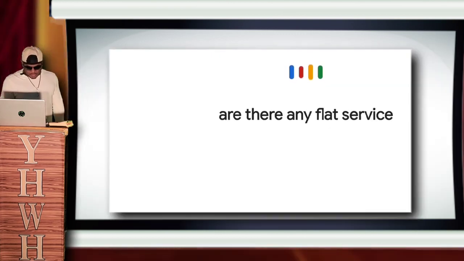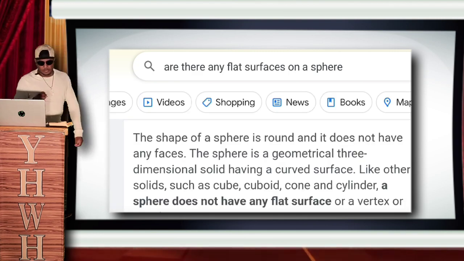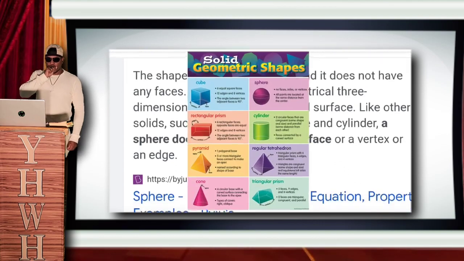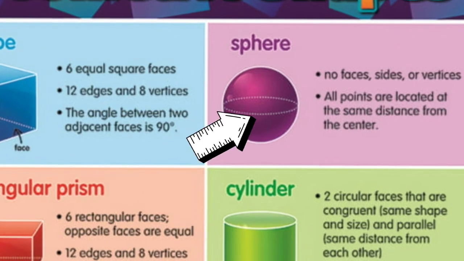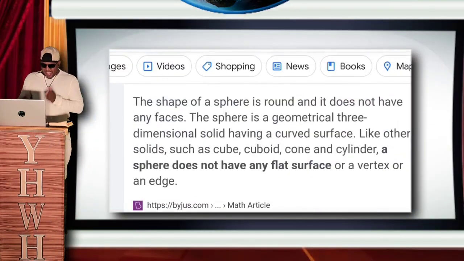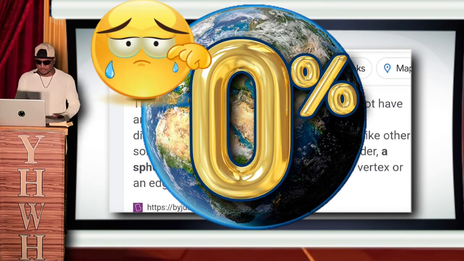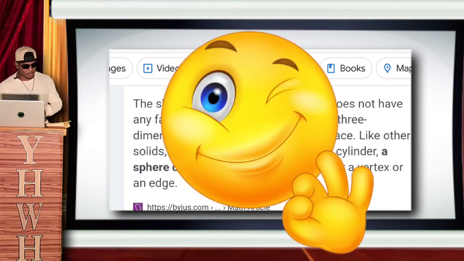Are there any flat surfaces on a sphere? According to Byju's, the sphere is a geometrical three-dimensional solid having a curved surface. Like other solids, such as cube, cuboid, cone, and cylinder, a sphere does not have any flat surface or a vertex or an edge. So basically, a sphere does not have any flat surfaces. Face has to be flat.